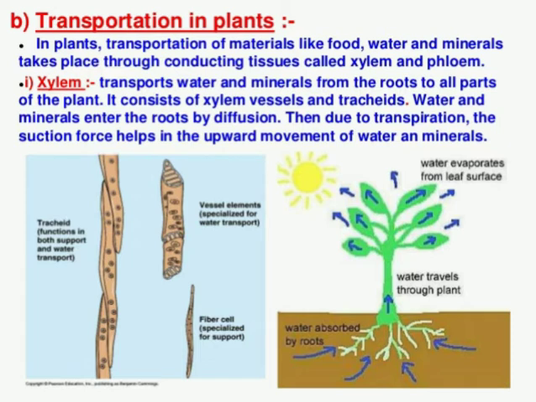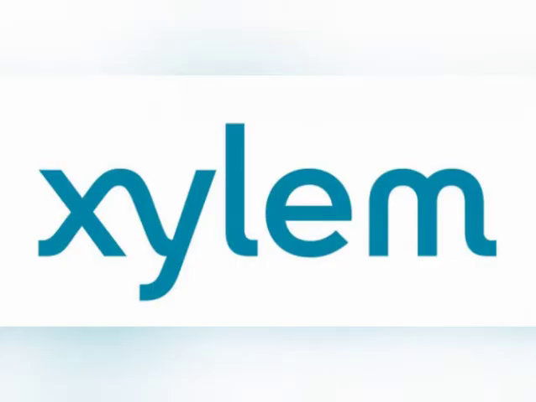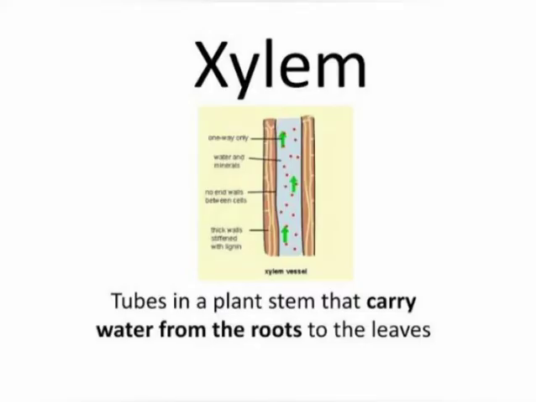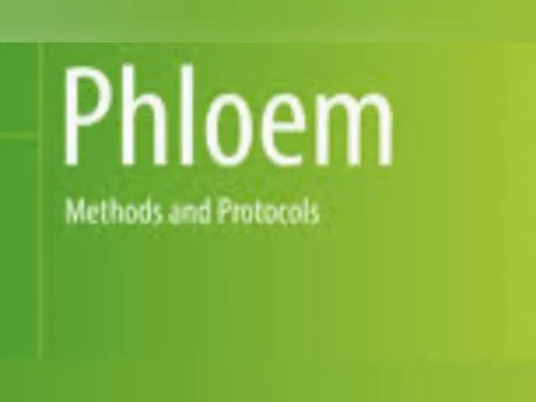And the diagram showing the xylem and the conduction of water from the roots to the stems and to the leaves by the suction force is given below. And this is the structure of xylem showing its different types. Then comes the phloem.